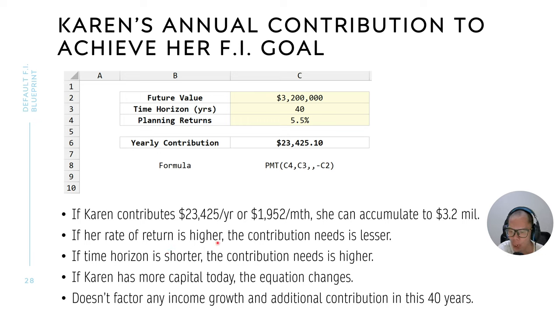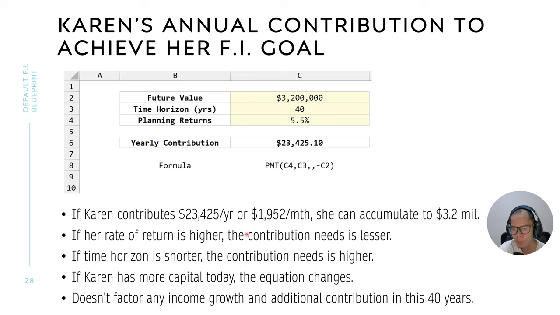In a certain sense, if your rate of return is higher, you need less contribution. Because of her moderate risk capacity, or her willingness to take risk, she cannot ramp up to the highest one, so she might need to contribute more. If her time horizon is shorter, the contribution needs to be higher. Time horizon to accumulate, instead of 40 years, is less. Like some of you probably started late, and that is a challenge for you because this is the way it is. You have a shorter period and then you have to contribute more money to it. If Karen has more capital today, of course it also changes.